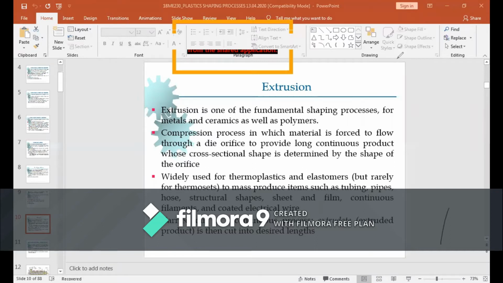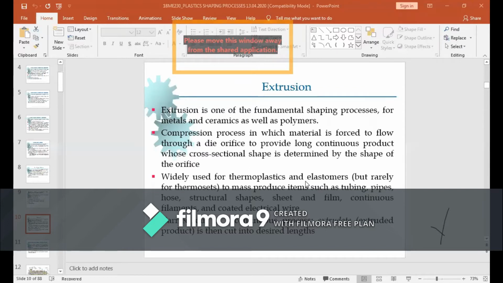Mostly thermoplastic is used as a raw material. A thermoplastic is a plastic that you can reshape; whenever you heat it, I can change the plastic and it will not degrade. Here I can make products like pipe, tube, structural shape, hose, sheet, continuous filament, and coated electrical wire. These are some of the applications of your extrusion process.